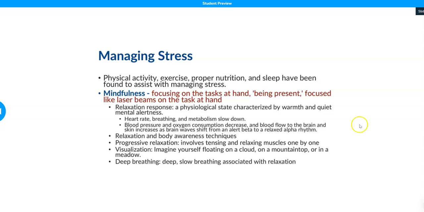So there's different types of relaxation responses that you can do where you are going to control your breathing, and there's research that indicates by controlling your breath you're able to lower your heart rate and feel better. There's progressive relaxation, visualization. There's a number of those tools that you can use.